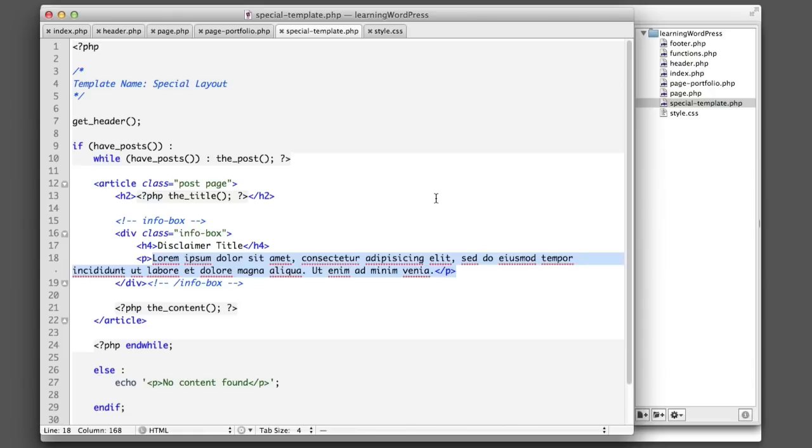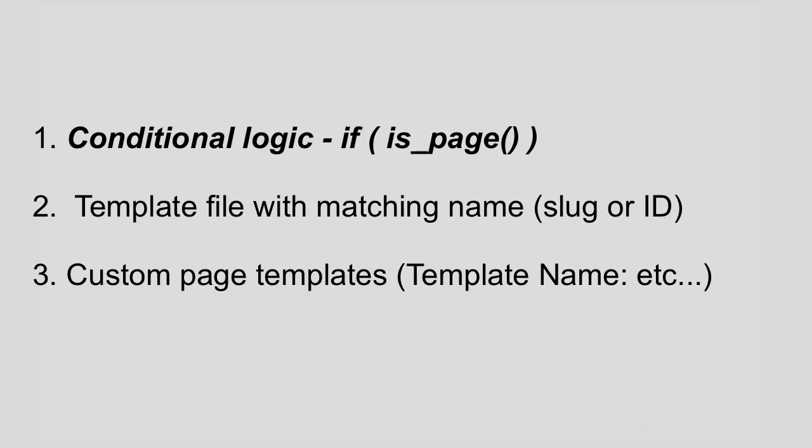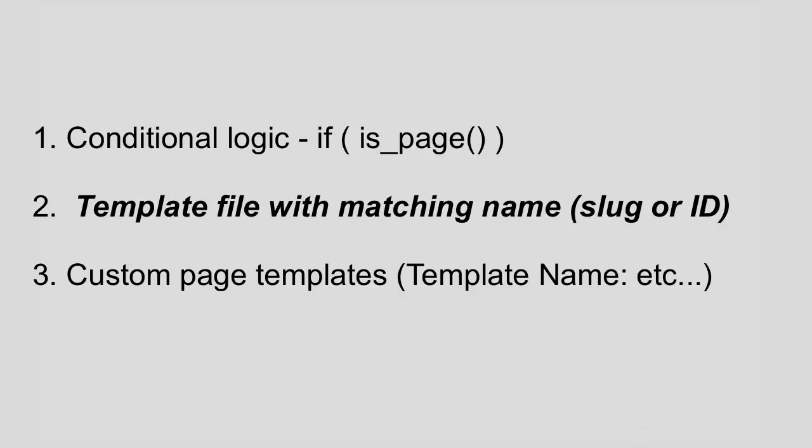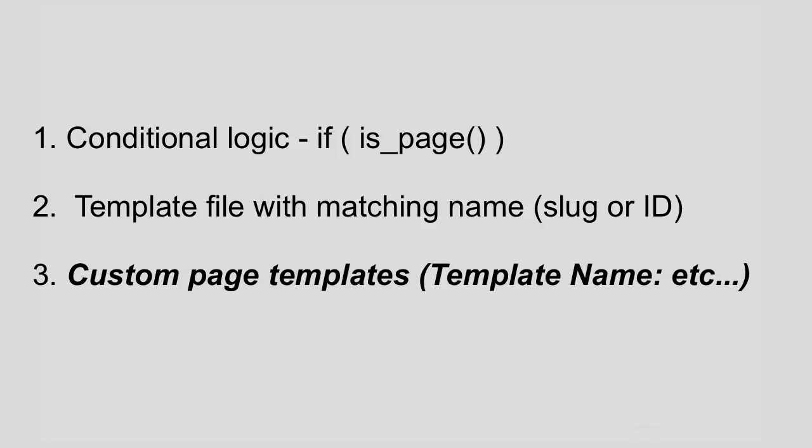Let's review what we learned today. Number 1, we can use conditional logic, an if statement, and then if that condition is met, so if we're on a certain page, we can include unique code. Number 2, we learned how to create new theme files that match the slug name or the ID number of a page. And WordPress will automatically make the connection to only use it for that page. And number 3, we learned how to create actual page templates that can be chosen from the WordPress admin screen. So we learned 3 different ways to send unique code to different pages.